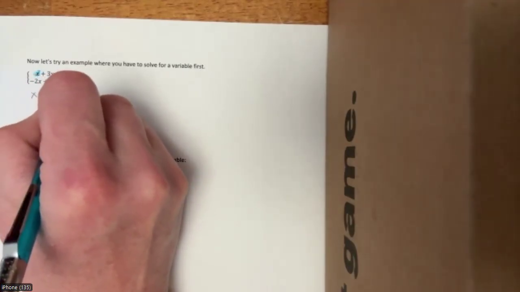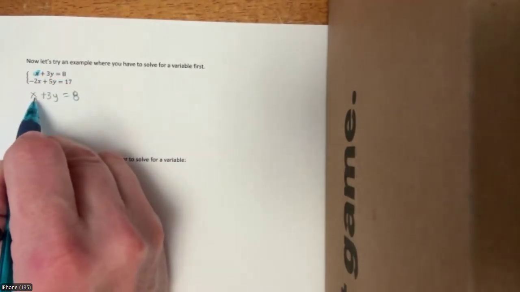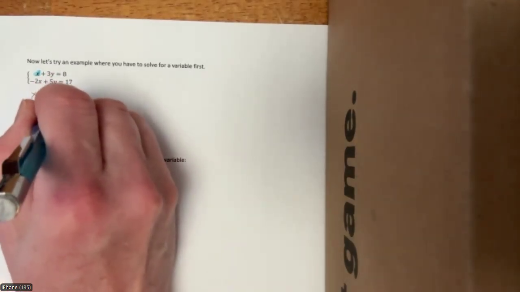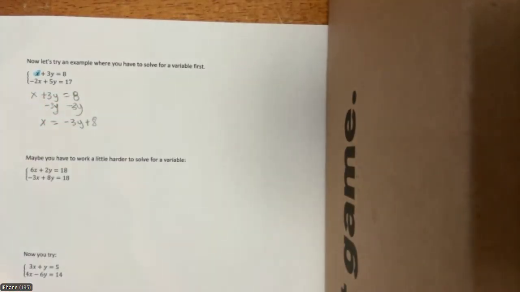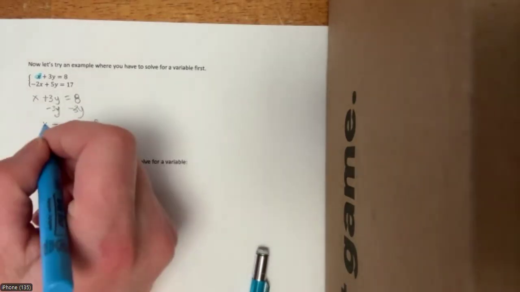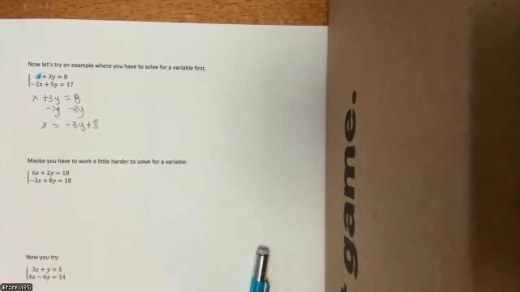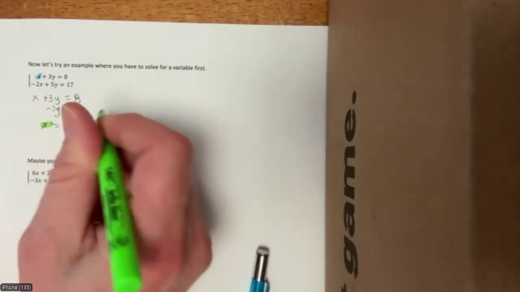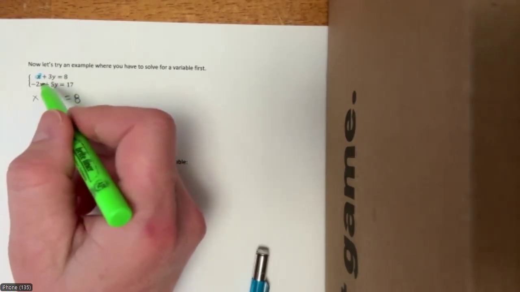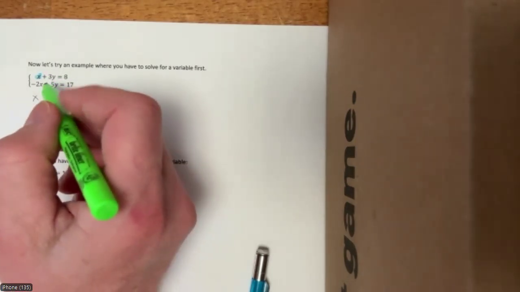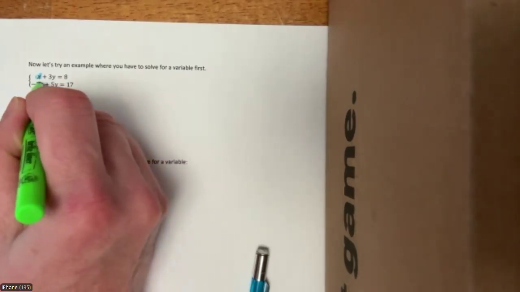So let me copy it under here. And then I want to solve for x, so isolate x. I'm going to subtract the 3y. So now I have solved that equation for x. Now I know x is the same as negative 3y plus 8. So I want to substitute. It always has to be the other equation. It can't be the same one, or you'll just get something that says like x equals x. So I have x, so I'm going to replace x in the other equation.